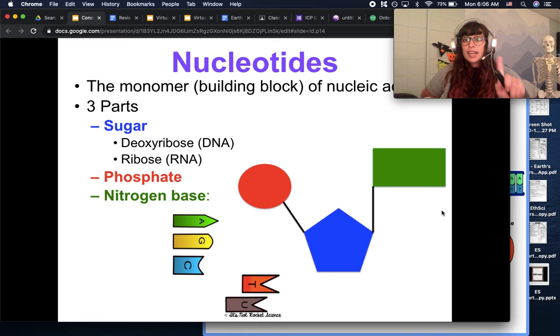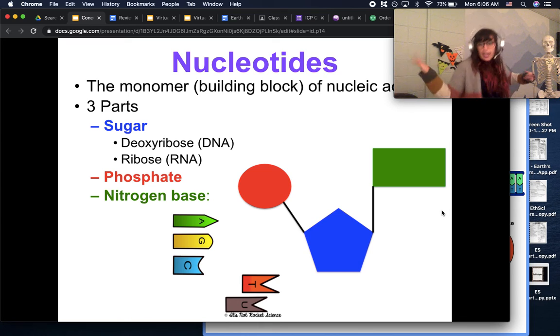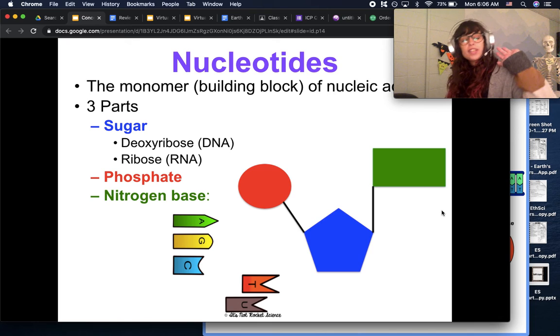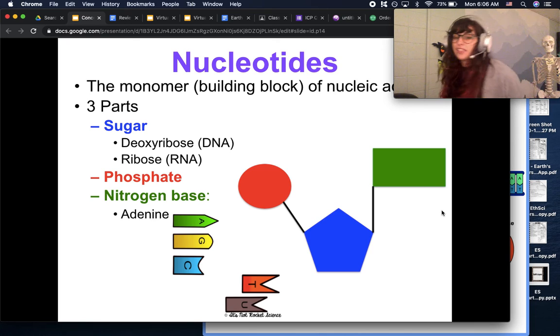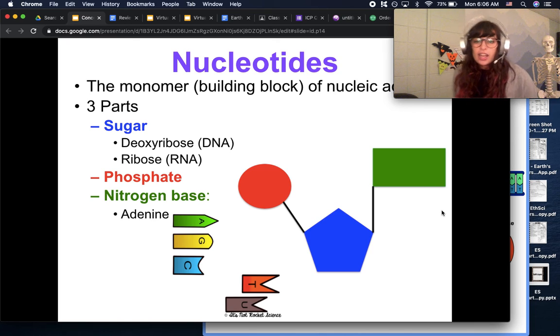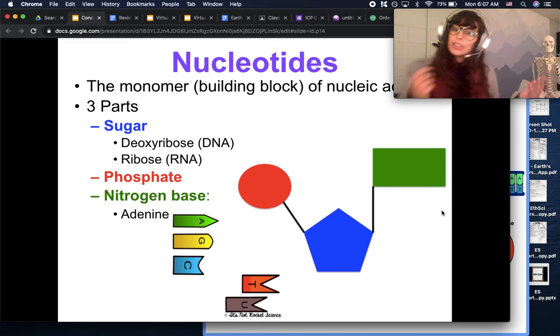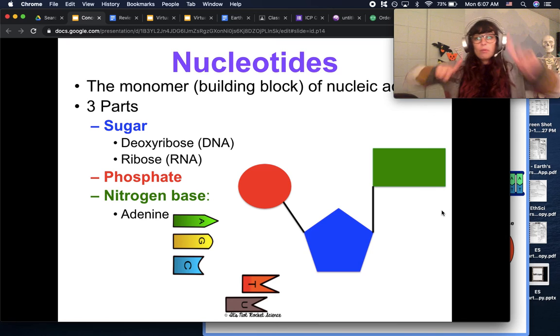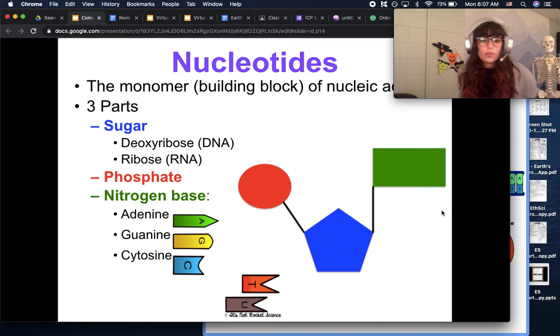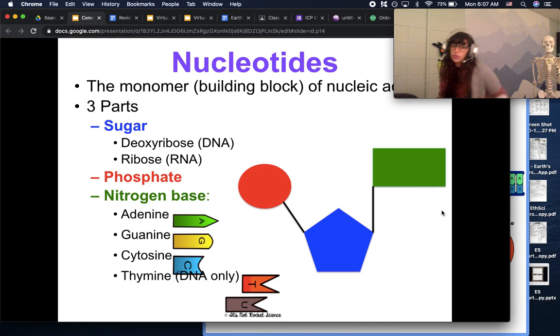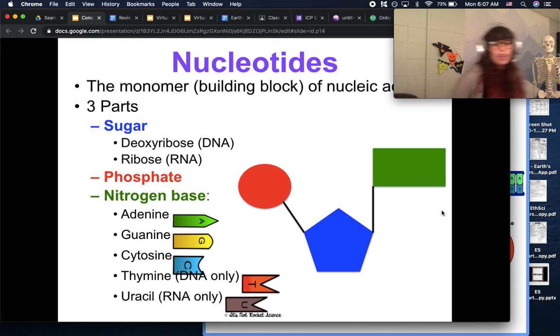Here's where the N of PCHON comes in. It's the nitrogen base. This is the duck's little tail. You see that there are a lot of different tails you could attach to that duck. Right now, the duck is wearing the adenine tail. It's a special kind of little chemical group. There are more. We have guanine, we have cytosine, then we've got the weirdos over here, thymine, only in DNA, and uracil, only in RNA.